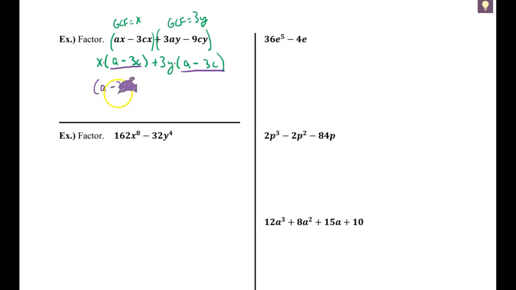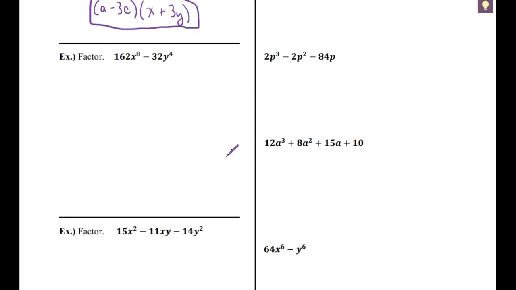So when I take out that A minus 3C, I look at what's left. I have an X and a positive 3Y. And that's as far as you can go. Again, I check what's left of what I factored, and there's no perfect squares, no cubes, anything like that. Since they're both 2 terms, that's as far as I can go.